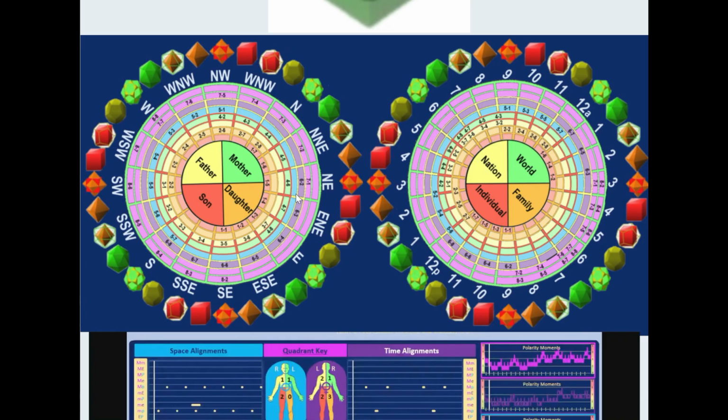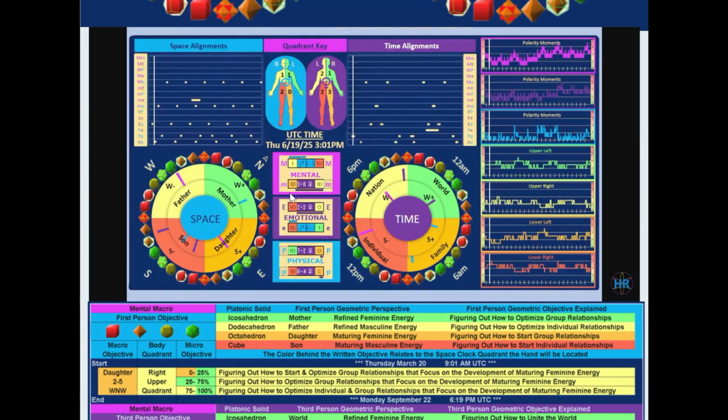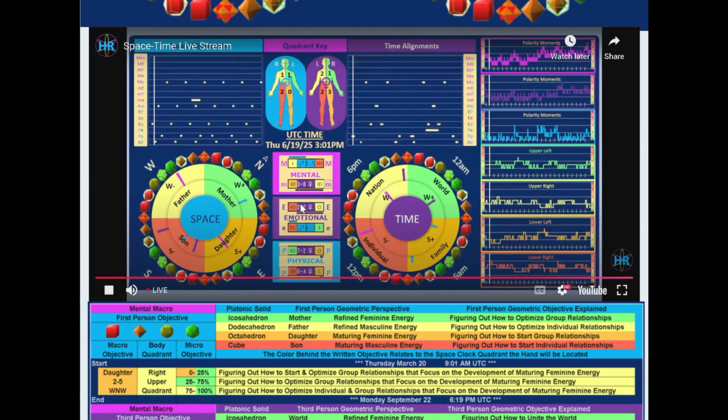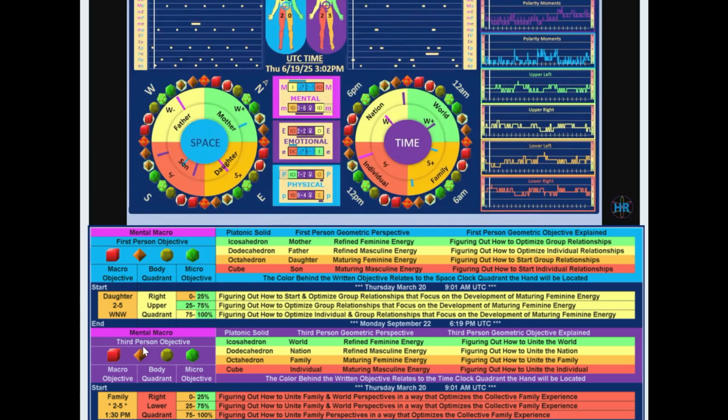So now that we've got an understanding of what the macro objective is, the macro objective has to relate to the number combinations here. Now, the hands of the clock are pointing to the micro objective. So we know the macro objective is about the daughter and the family for year 2025. This is the mental macro. This goes on for the entire year.